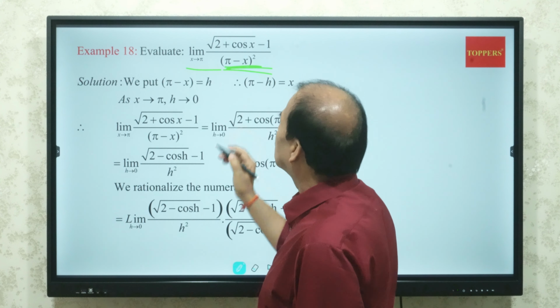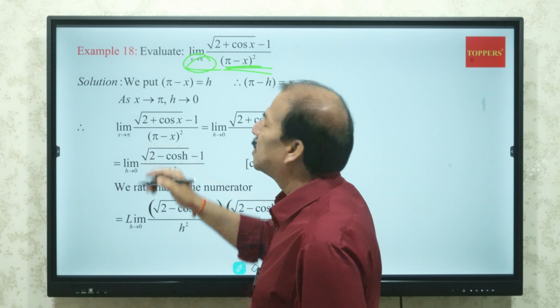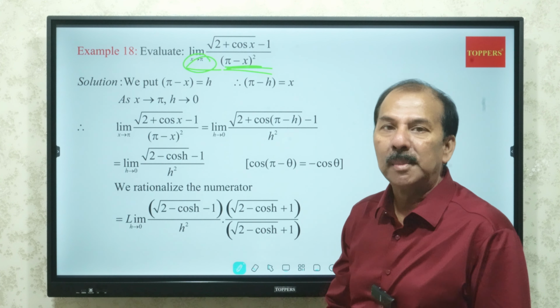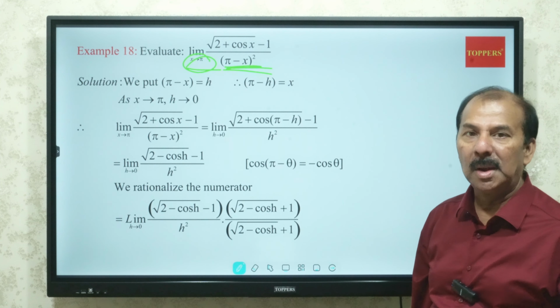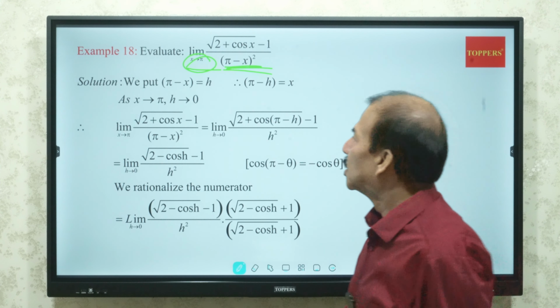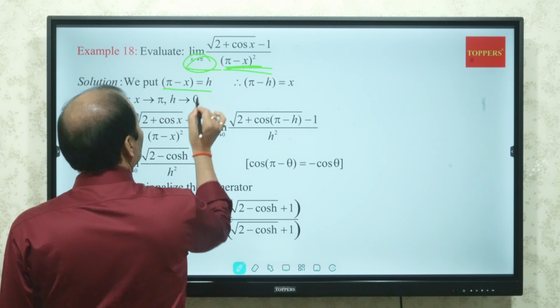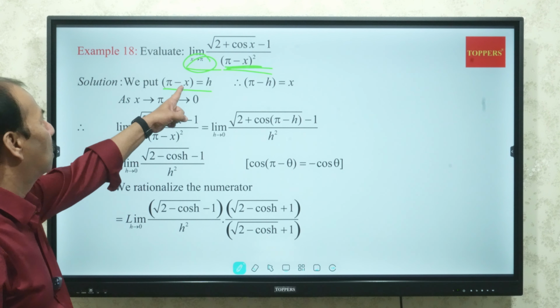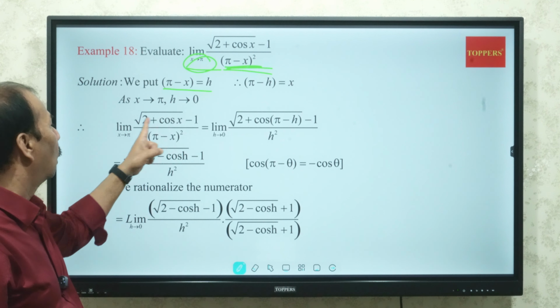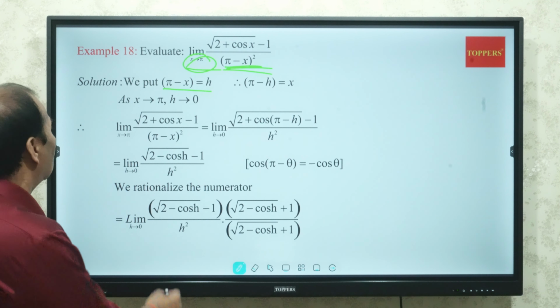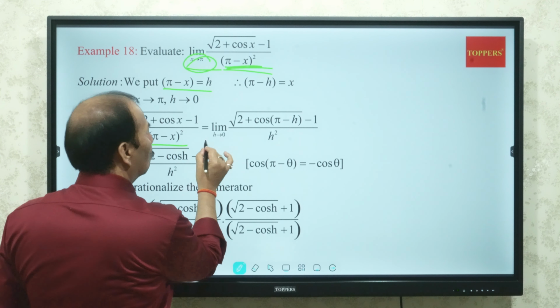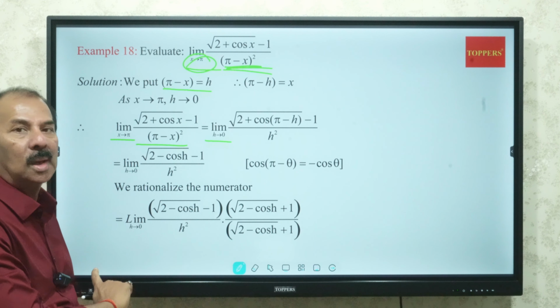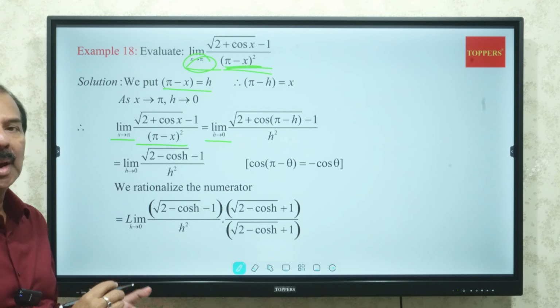Here already x tends to pi means we have a term pi minus x, because when x tends to pi, pi minus x will tend to 0. So if you consider pi minus x equal to h, then when x tends to pi, this h will tend to 0, and again we will make use of that relation. So this expression is equal to limit h tends to 0. Now the entire thing is getting changed to h.